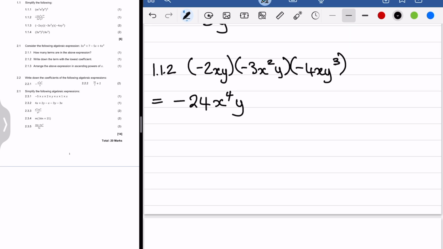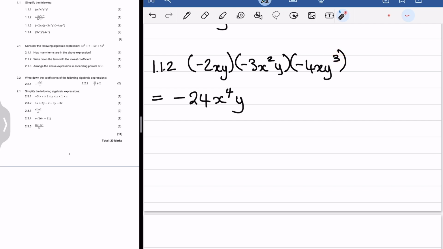Then for my y's, I write my y. How many y's do I have here? I've got y to the power 1, that's another 1, that's 2, plus this 3 gives me a total of 5. And that's my answer.